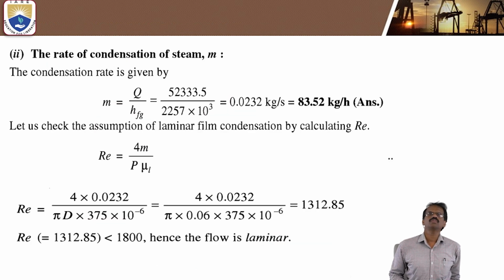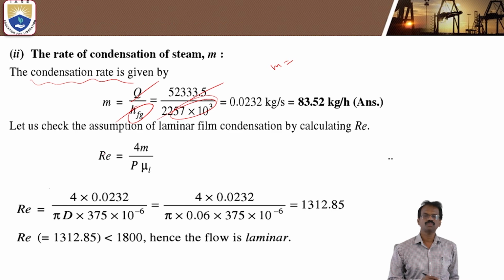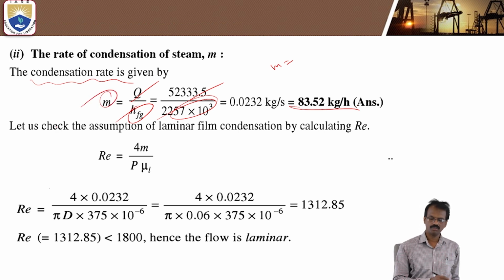Okay. Next, the rate of condensation of steam. M is the mass flow rate of condensation. The condensation rate is equal to Q by hfg, the enthalpy. If you substitute the values of hfg and Q, then we will get the mass flow rate, the condensation rate. So 83.52 kg per hour we can take.